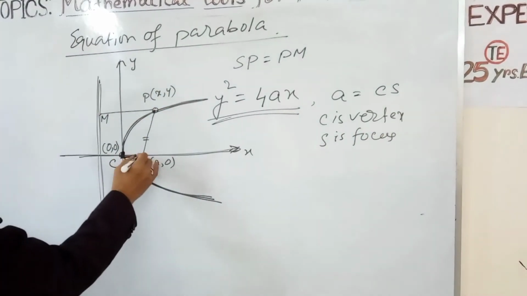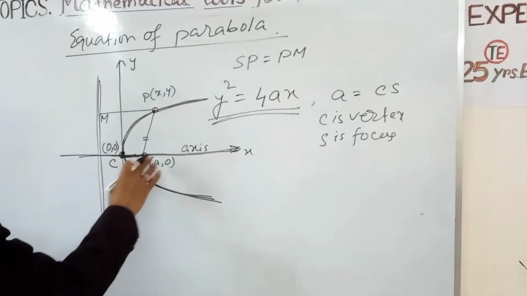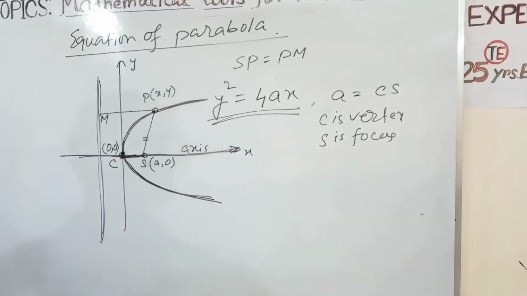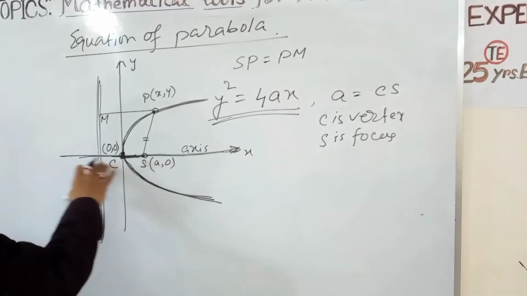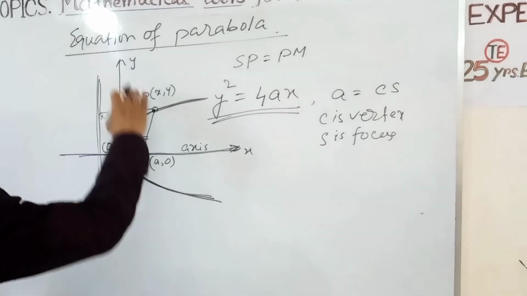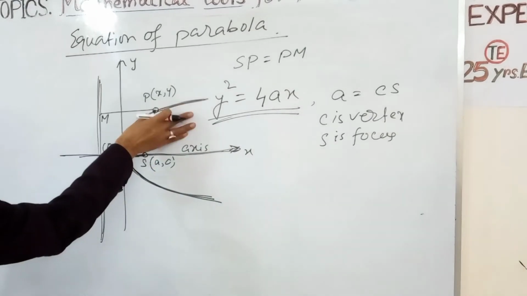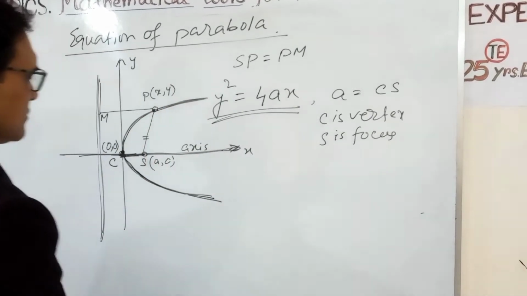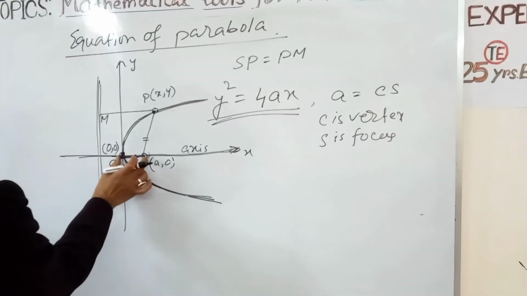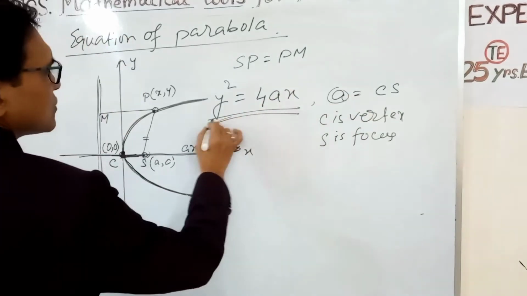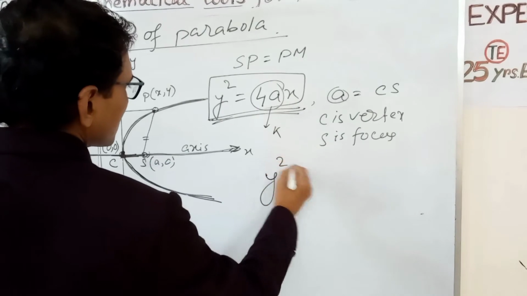The focus is a fixed point on the axis, and this line is called the axis. What is the axis of the parabola? The line which divides the parabola into two equal parts symmetrically. The axis passes through the focus and vertex and divides the parabola into equal parts symmetrically. Symmetrical means this part and this part will be equal. So S is the point on the axis, and CS is a. So the equation is y square equals 4ax. If 4a is k, then the equation will be y square equals kx.